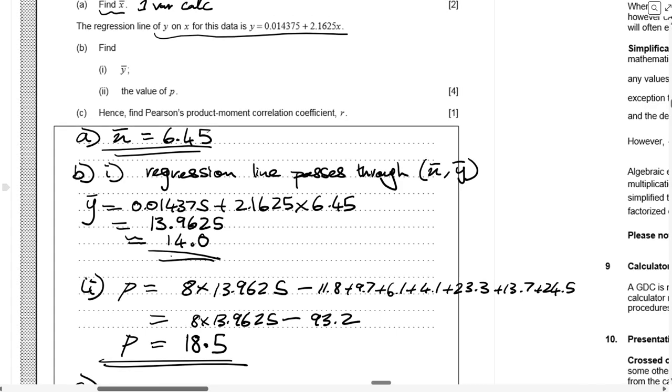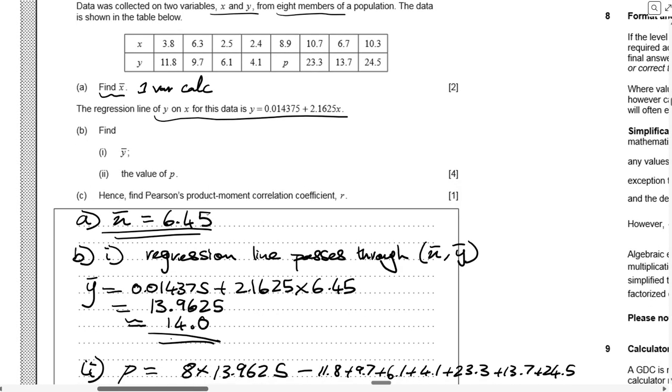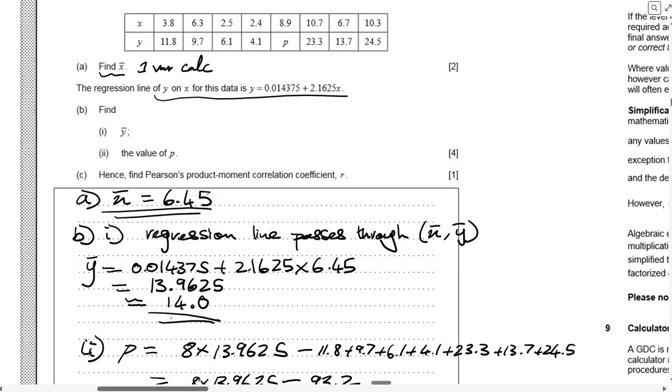Hence find the Pearson's product moment correlation coefficient. And so that is something we cannot just calculate by hand. We need to use our calculator. And so what we need to do is replace our p in our calculator with, was it 18.5? So we have 18.5. Let me just stick in 13.7, and then I have 24.5. Let me see if that's correct. Yes, so instead of p, we put in 18.5, and this is in our statistics section.